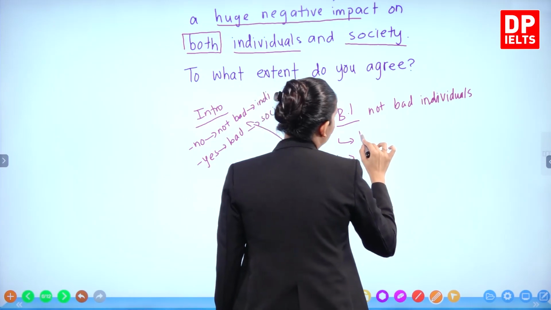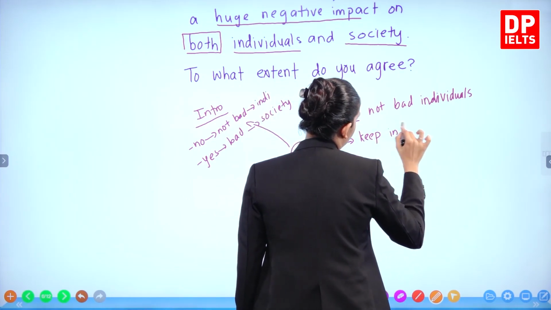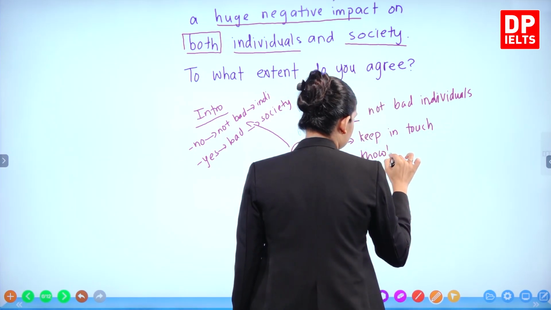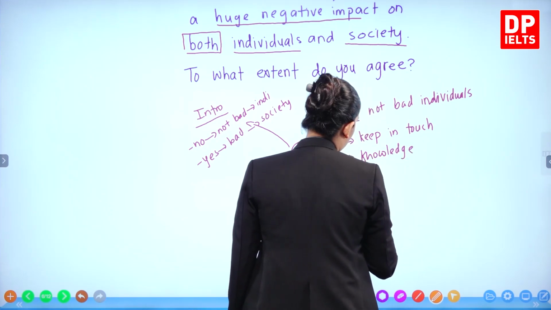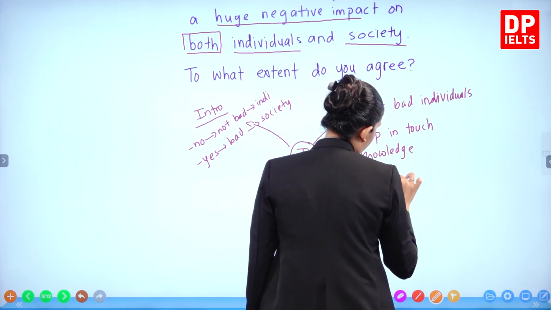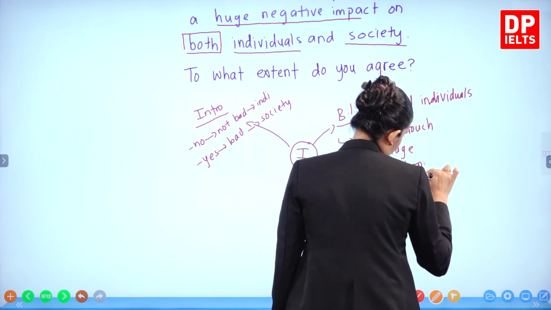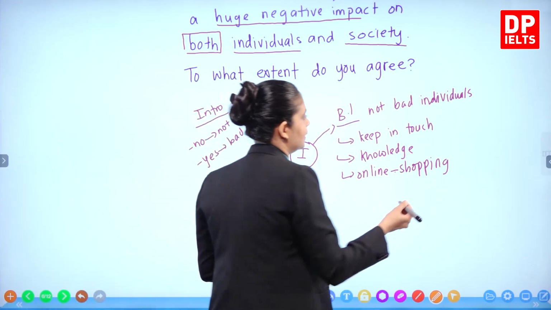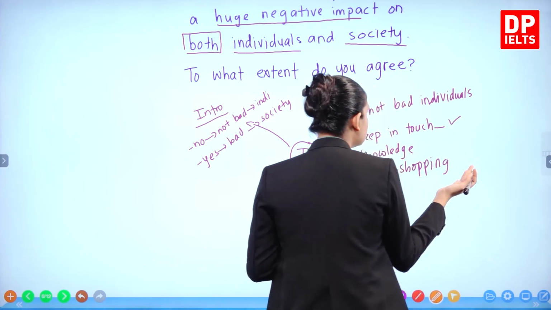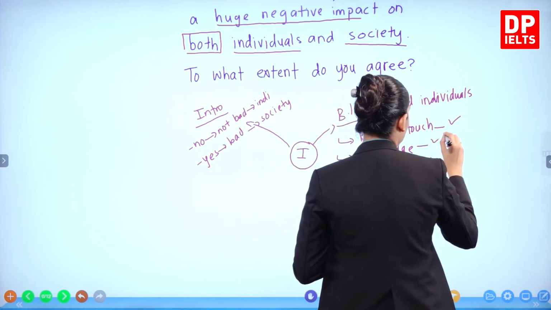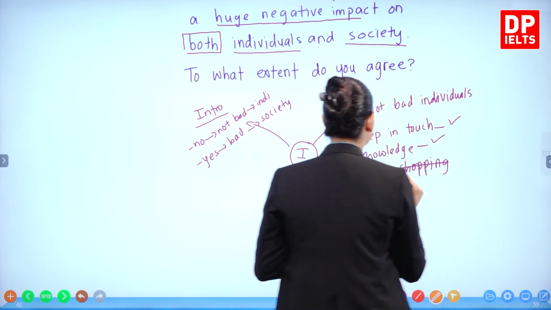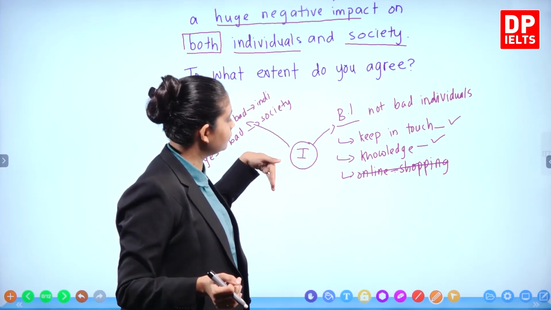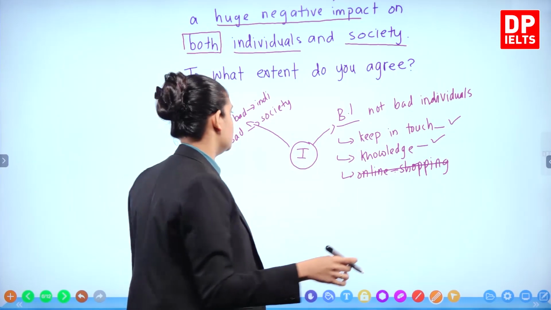Because they could keep in touch with their friends and family, okay? They could gain knowledge. They could do online shopping. So you can pick and choose which ones you want. So I would say it's nice, they can keep in touch with their family and friends, okay? And they could also gain knowledge. I won't really talk about online shopping. So I brainstormed ideas and I thought that the first two would be the best options.